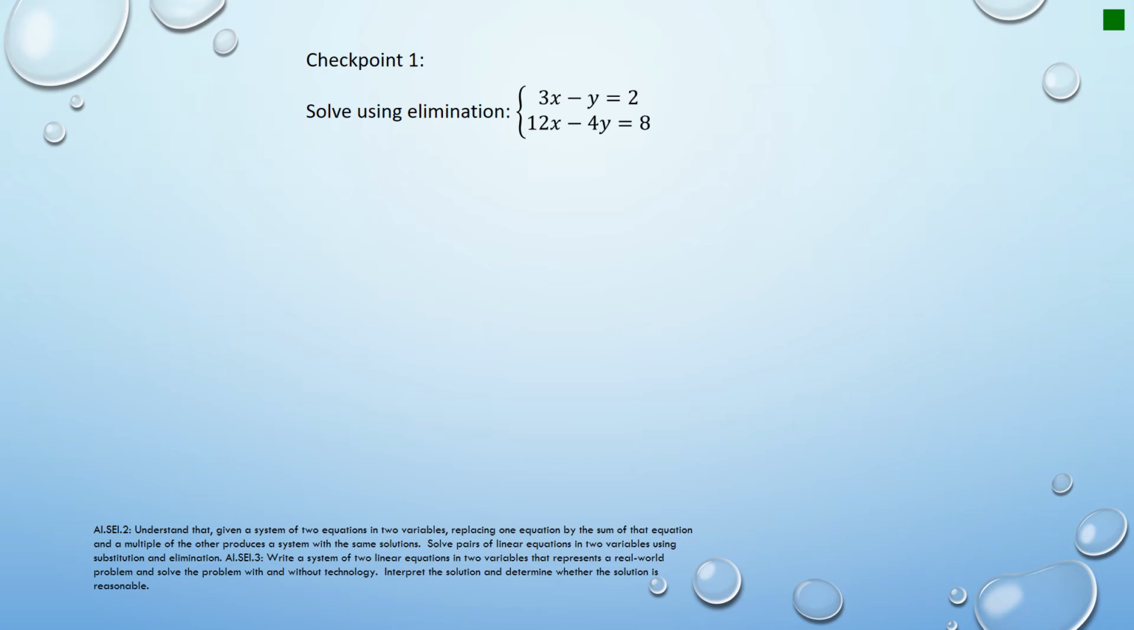Checkpoint 1, solve using elimination. You got x, x, y, y equal number, but you do not have either same or opposite. So you are going to bring up the 12, bring down the opposite of 3. You're going to multiply, you're going to add, you're going to get it all worked out. Oh my gosh, you are going to have fun. I'm jealous I don't get to do it.